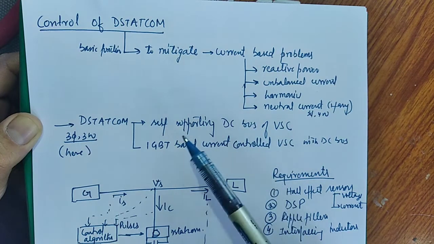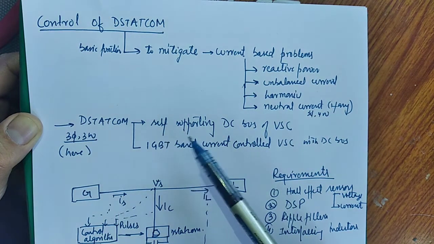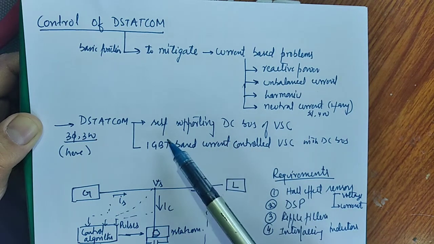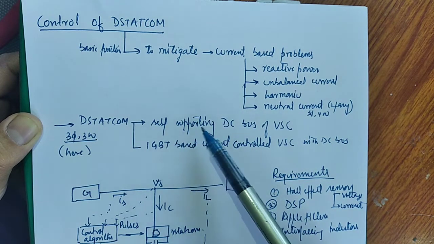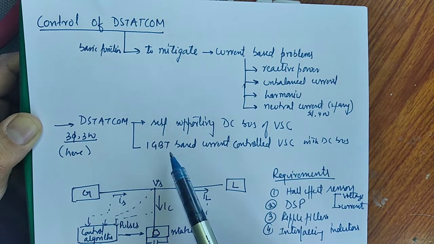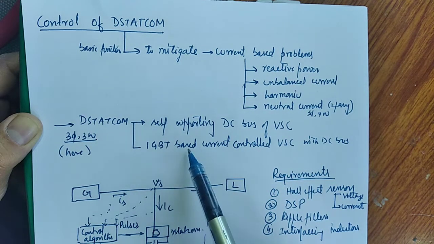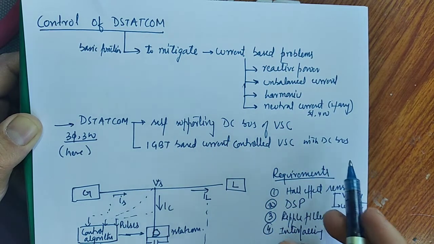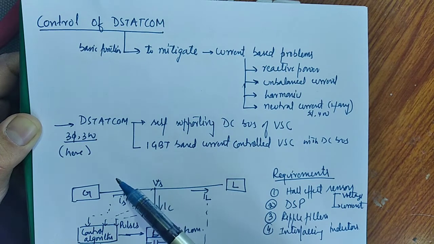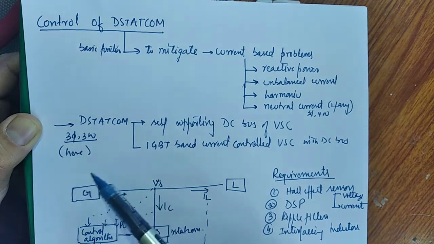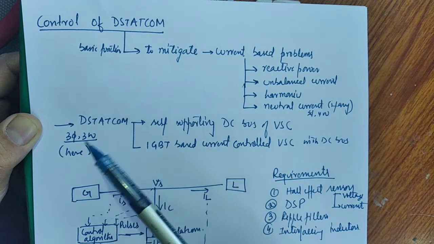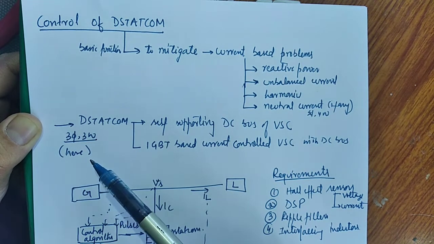So here we will use a D-STATCOM with a self-supporting DC bus. Okay, we can have a battery supported one, but we will use a self-supporting DC bus, and this D-STATCOM will be an IGBT-based current control VSC with DC bus. Okay, this will be the D-STATCOM. Especially we will concentrate here on control. We will make control for 3-phase 3-wire. It can be used for 3-phase 4-wire also, or single phase. We will concentrate more on 3-phase 3-wire first.